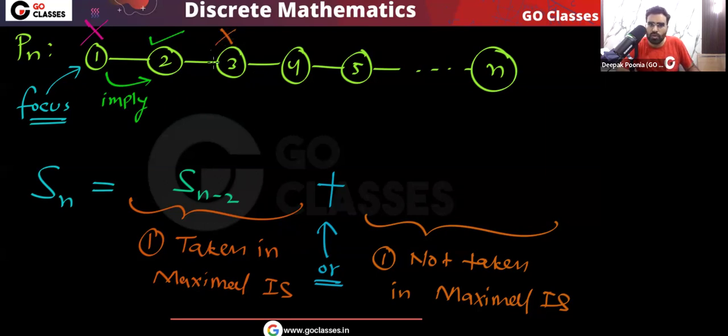Okay. So I cannot take 3 now. You can see in this remaining graph, what is this remaining graph? This is Pn minus 3, the path graph on n minus 3 vertices. In this remaining graph, I need to find the maximal independent set.